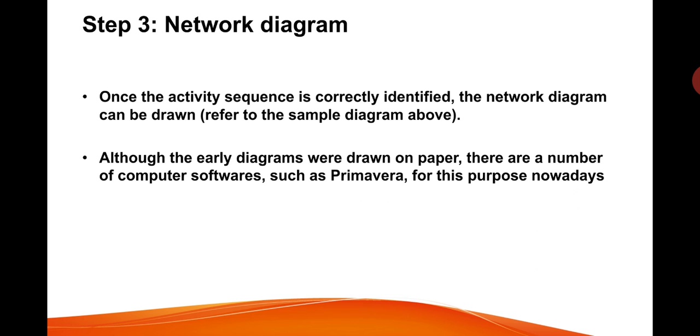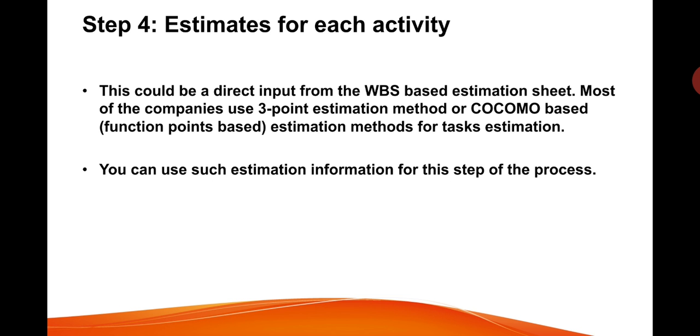So the third step is the network diagram. Once the activity sequence is correctly identified, the network diagram can be drawn. Although the early diagrams were drawn on paper, there are a number of computer software such as Primavera for this purpose nowadays. Fourth step, estimate for each activity. This could be a direct input for the WBS based estimation sheet. Most of the companies use the 3 point estimation method or COCOMO based estimation method for the task estimation.